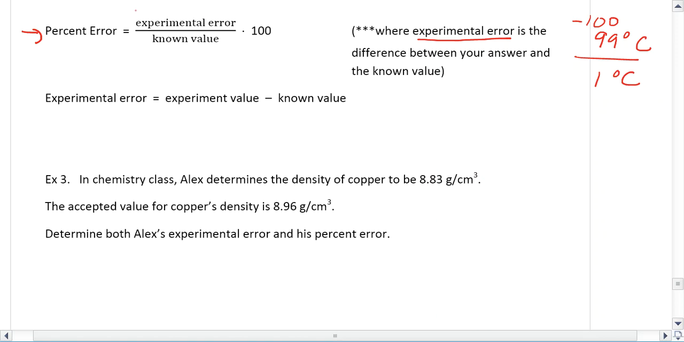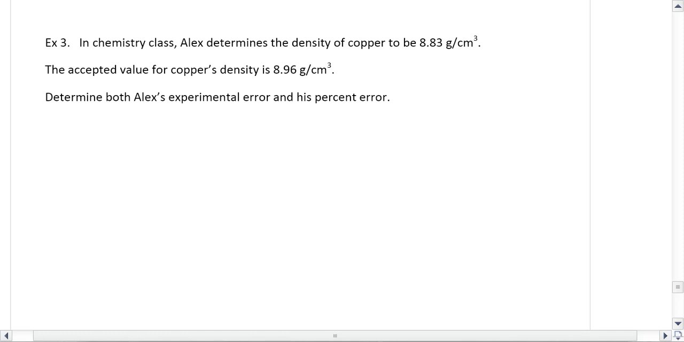So to find this numerator, you have to do a little subtraction. You have to find out the difference between what you got in the experiment and what the known value is. So let's look at an example. In a chemistry class, Alex found the density of copper to be 8.83 grams per cubic centimeter. But the known value of copper's density is 8.96 grams per cubic centimeter. So they want us to find two things. First, find Alex's experimental error, and then the percent, how far off he is by a percent.